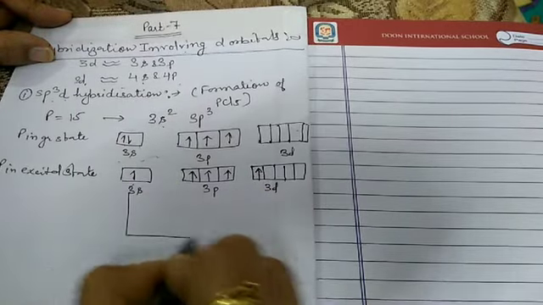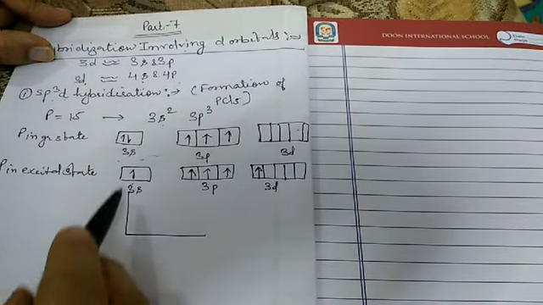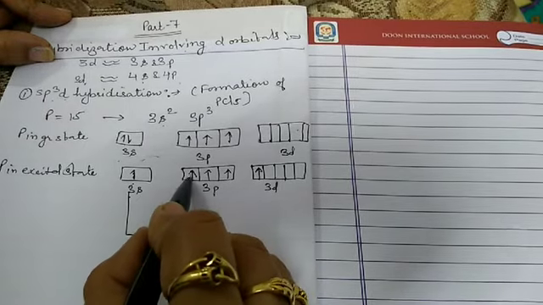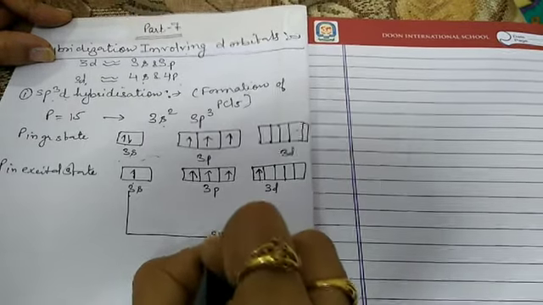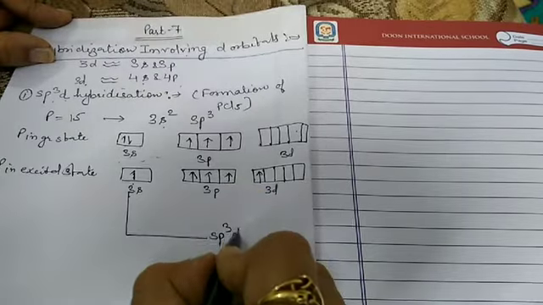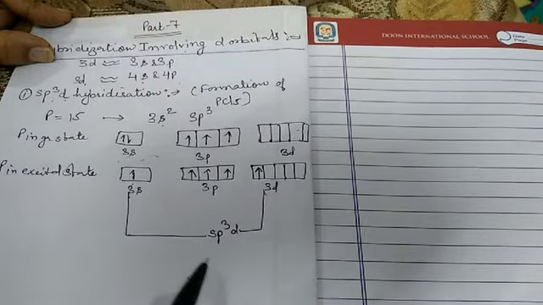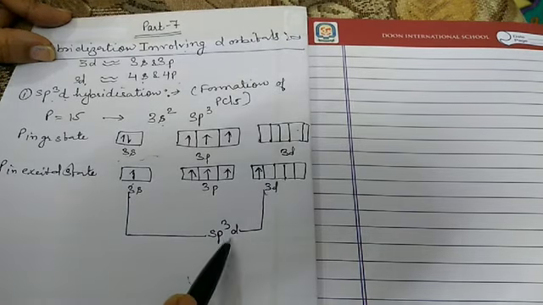So how many orbitals are involved? S is 1, so no need to write 1. P is how many orbitals? 1, 2, 3, so p is 3, and d is only 1. Such type of hybridization is known as sp3d hybridization.